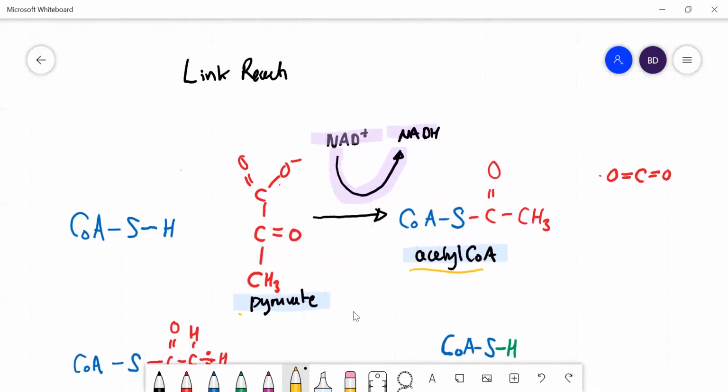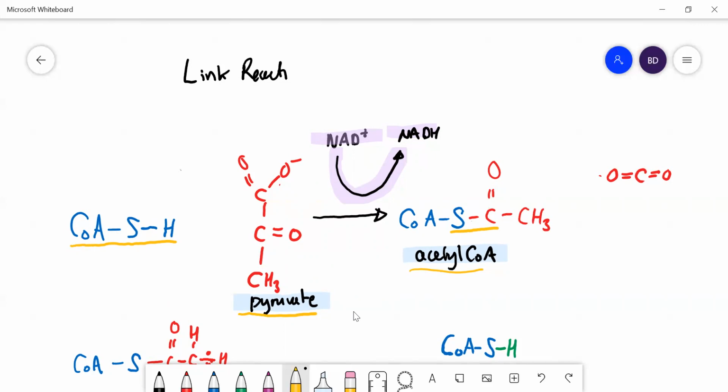You get pyruvate, which comes from glycolysis, and it's going to react with this coenzyme. This is coenzyme A, which is made from pantothenic acid, which is a B vitamin. Let's have a look at what happens here then. We form what's called a thioester. This here is a thioester. It's like an ester. It's got a sulfur in there between part of the pyruvate molecule and the sulfur in coenzyme A.